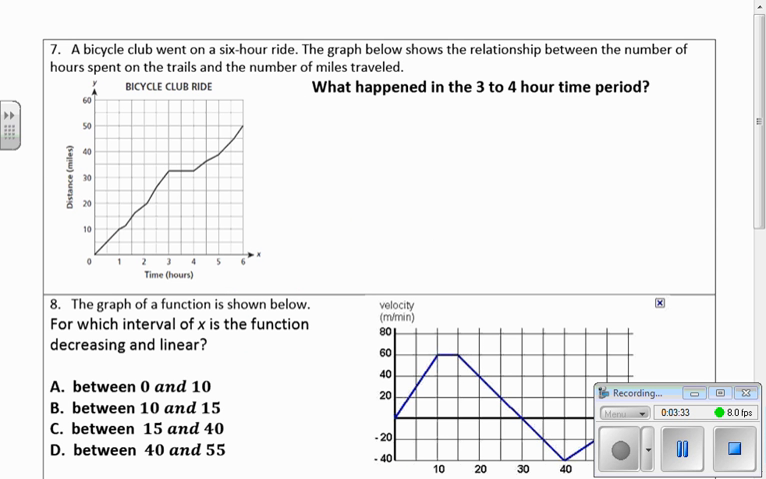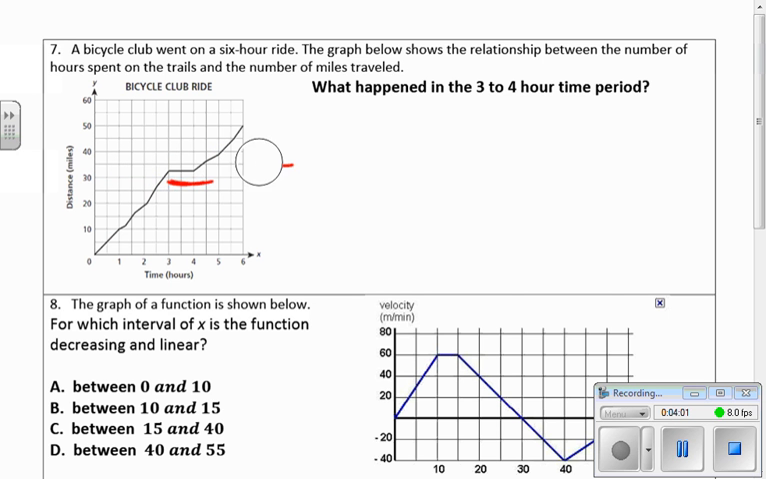Number 7, bicycle club went on a 6-hour ride. The graph below shows the relationship between the number of hours spent on the trails and the number of miles traveled. So you can see from 0 to 3, from 0 hours to 3 hours, they traveled what looks to be about 32 miles. So they're traveling. And then what happens here? Well, the distance isn't changing anymore.